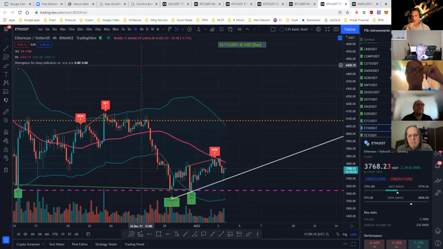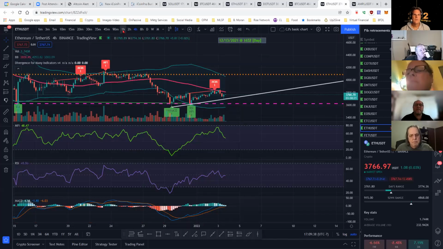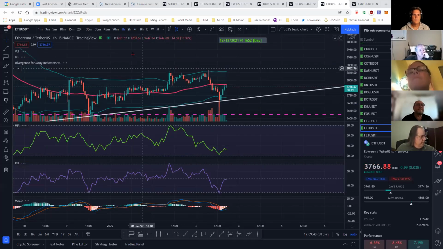Kind of pokey so far at the beginning of the year. Another thing is that some institutions could come in with some additional money, and that should push prices up. Not sure if we can count on that, but something to look forward to. So any questions on Bitcoin and Ethereum or the general market?